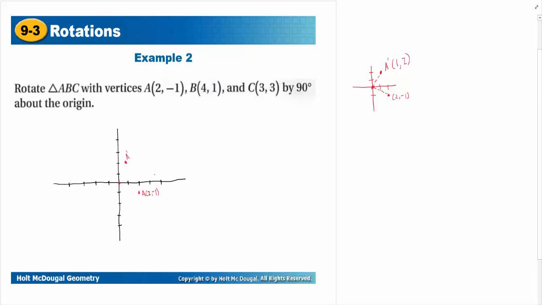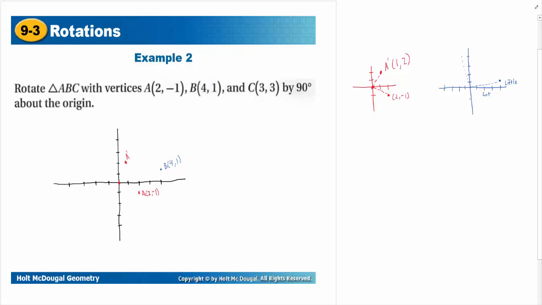Then B, I have 4, 1. So 1, 2, 3, 4, 1. Here's B at 4, 1. Same thing off to the side: 1, 2, 3, 4, 1. I'll go ahead and move this up. Okay, so I'm at 4, 1, and I'm going to move this 90 degrees. If you know the rule, you kind of know where to put it. But again, I was going right a lot and up a little.